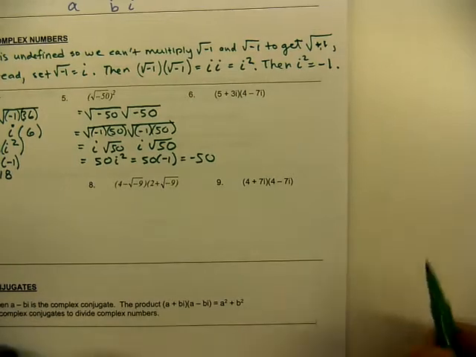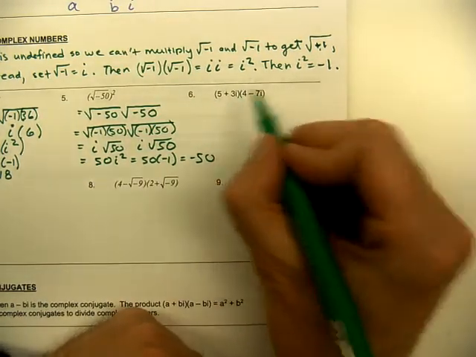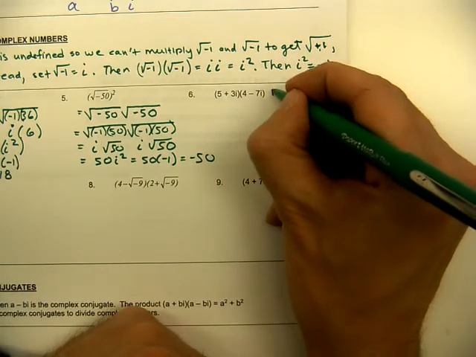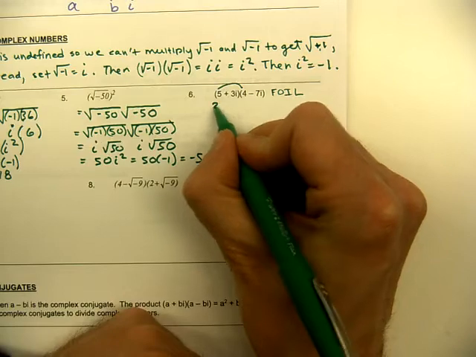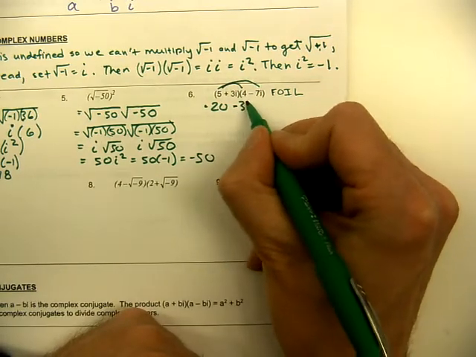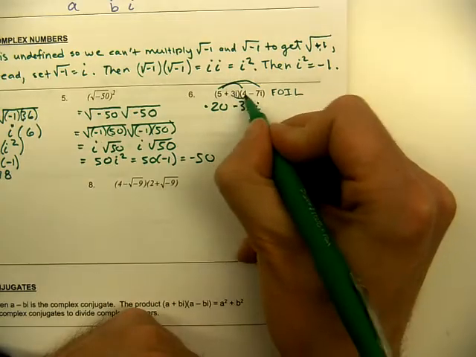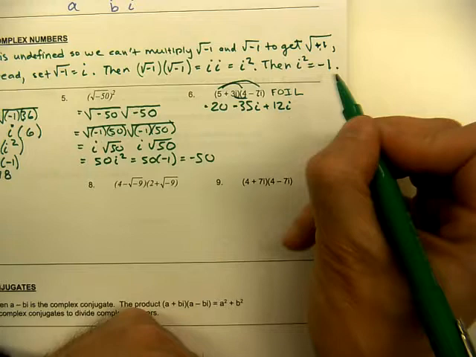Here's another case of multiplying. We have a binomial times a binomial, essentially. It's a complex number times a complex number. We still have to FOIL it out like it was a binomial. So, first term times first term is 20. The outer terms, that's a -35i.